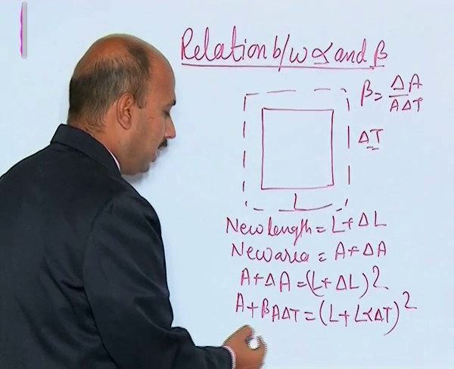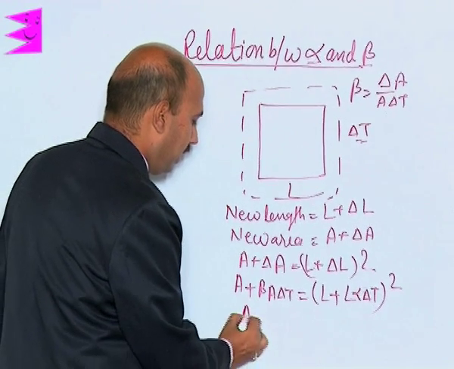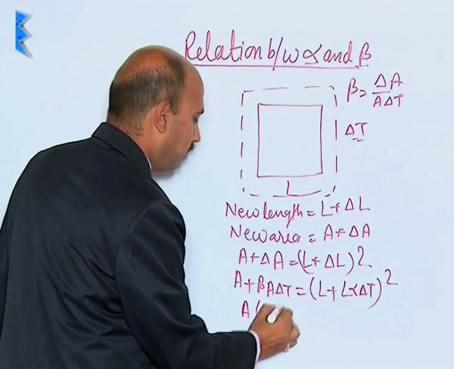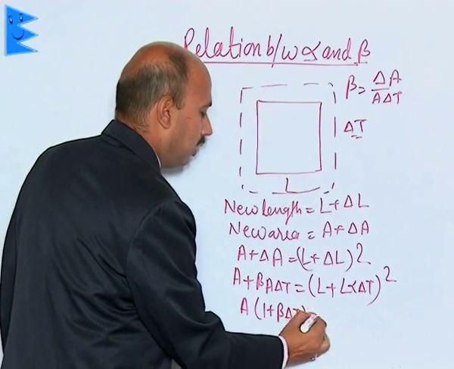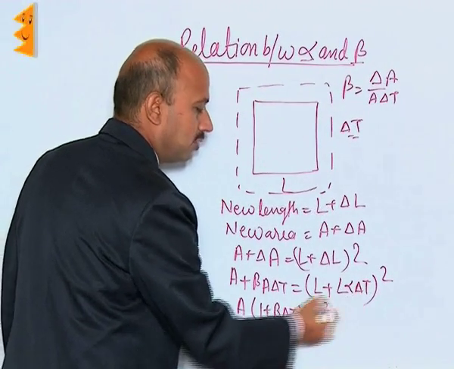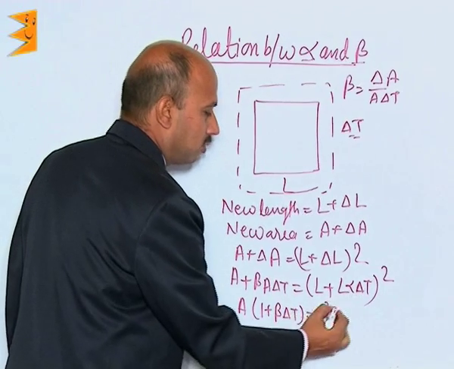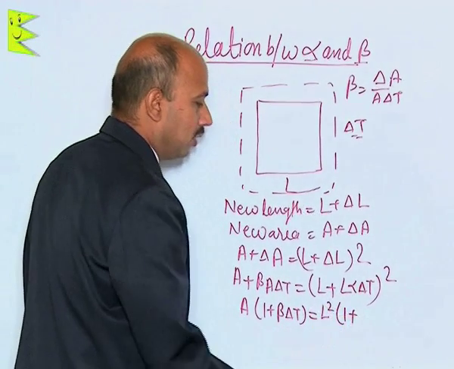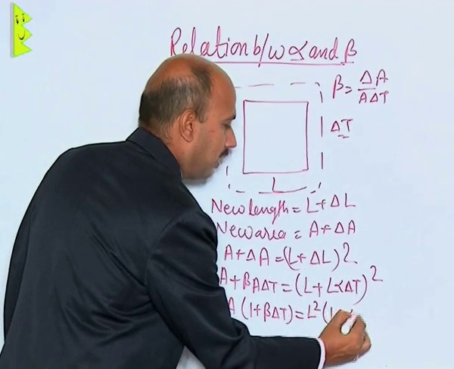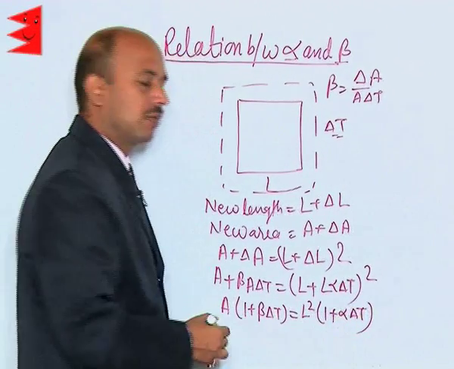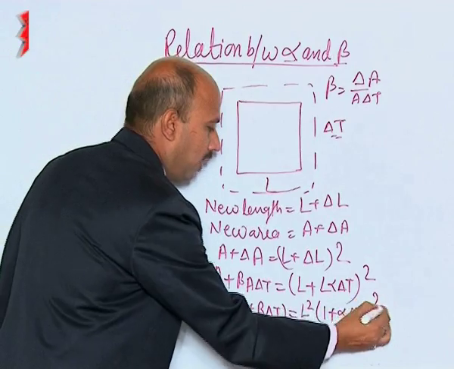Now, here we can take common A. So, here A into 1 plus beta delta T is equal to L squared, that is coming, L I am taking common here. So, L squared outside, 1 plus, here we can take alpha delta T. Now, that is a whole square here.